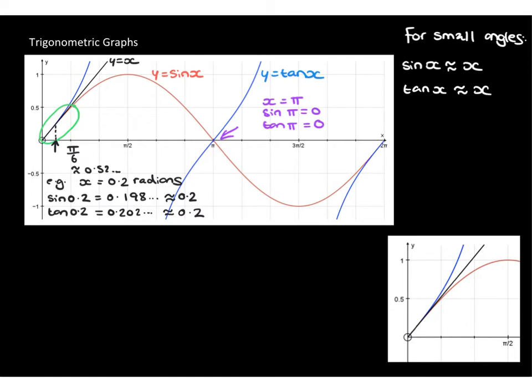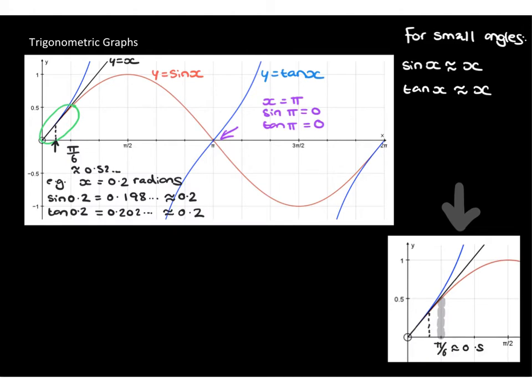Now, over here, you can see I've highlighted the area in question in a little bit more detail. Now, this angle here is pi by 6 radians, which, as I've said, is approximately 0.5. So it's really up to this point here that we get a very good approximation.